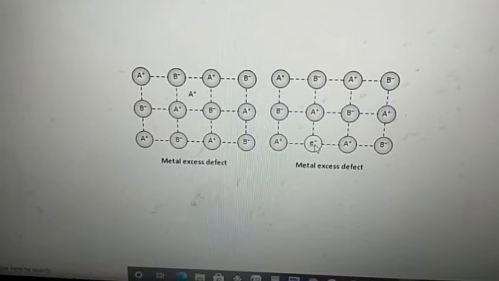This metal excess defect is due to the presence of extra cations at the interstitial sites. See here, an extra cation is there. So due to the presence of these extra cations only, they show this metal excess defect.